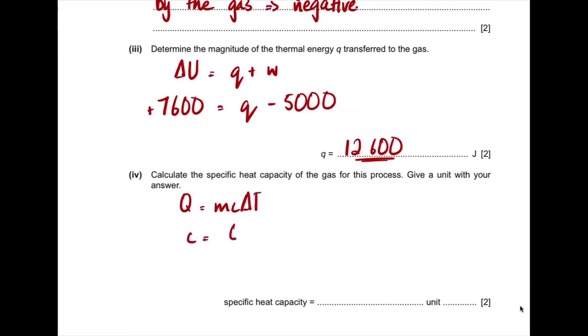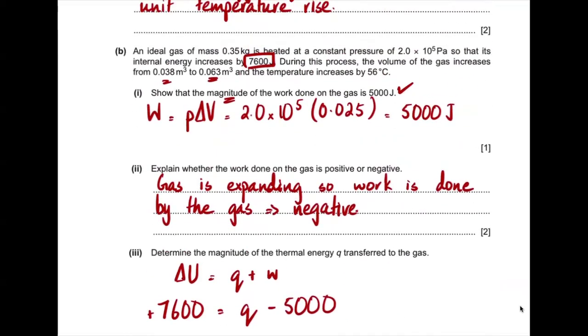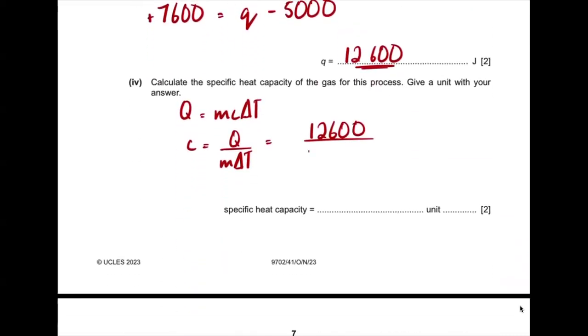So C equals Q over M delta T. Q is 12,600. The mass was also given. That was 0.35. And temperature increases by 56. So this is 0.35 into 56. Just looking at the units, I know that this was in joules. The mass is in kg. And with the temperature, it doesn't make a difference whether I say degree Celsius or degree Kelvin. Both of these are the same.